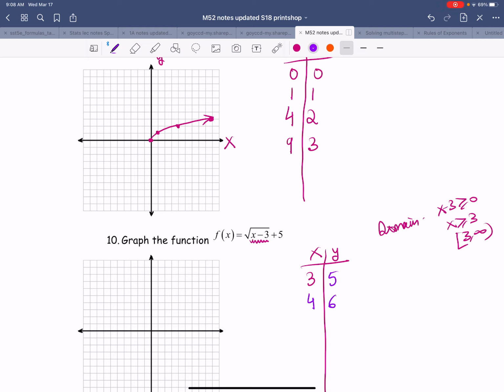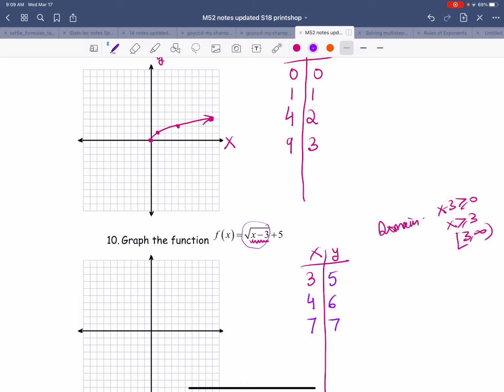The next nice value, I want to have nice output values. So the next value that will give me a nice output here is going to be 7. Because 7 minus 3 is 4, and 4 is a perfect square. Square root of 4 is 2. 2 plus 5 is 7. Yeah, I get 7, 7.